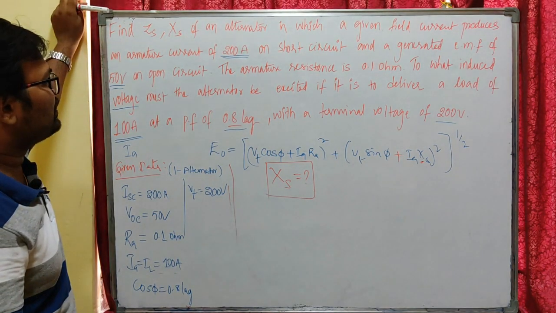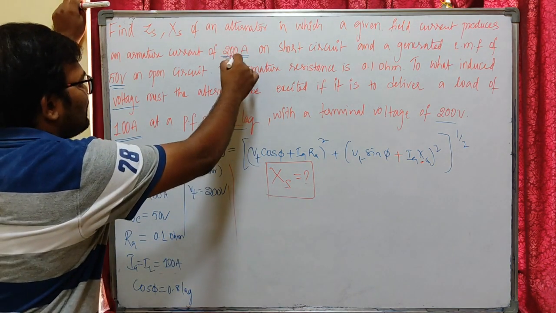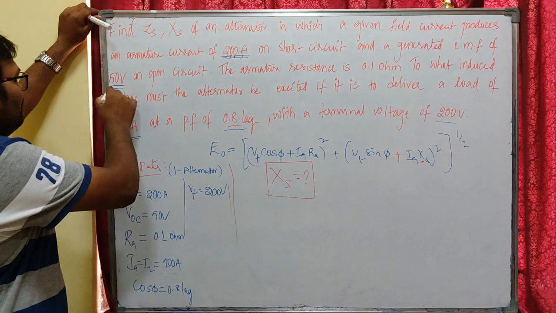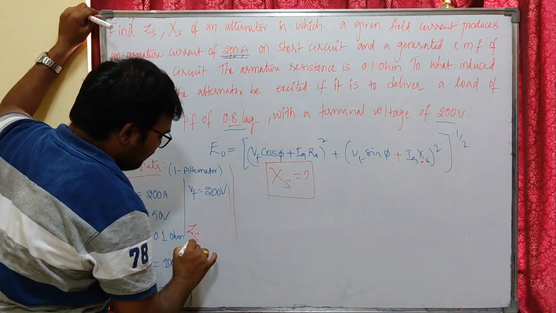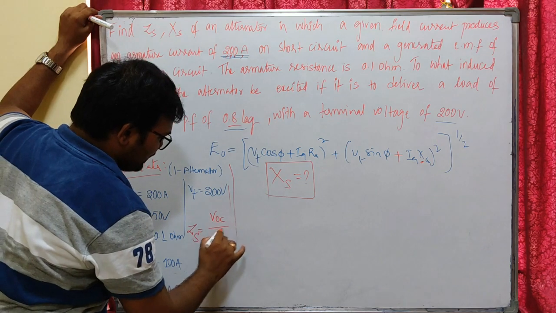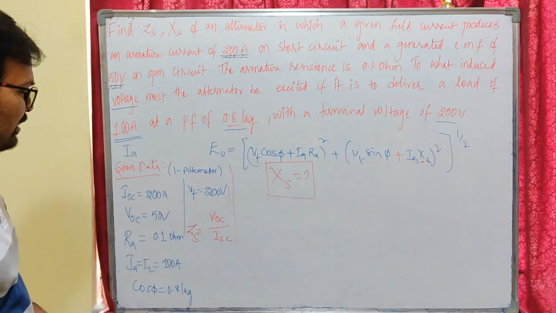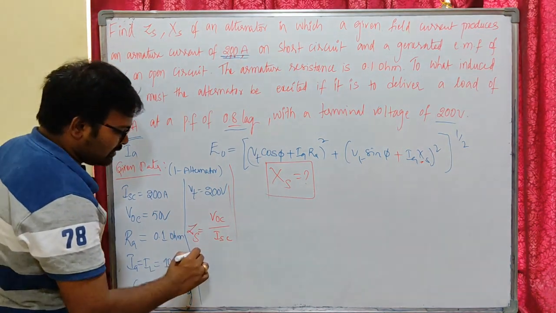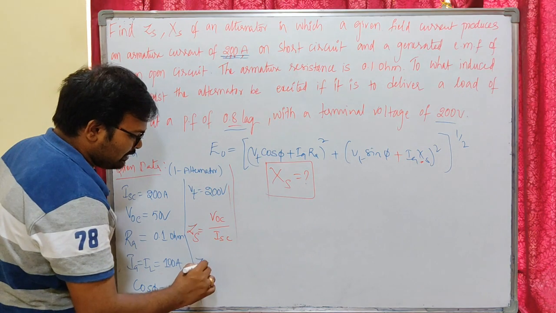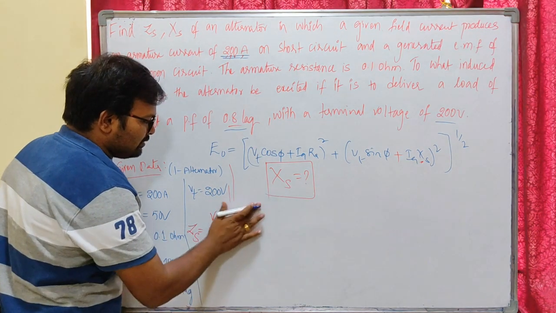For that we are going to see the question again. The question gives a short circuit current of 200 amps under short circuit condition and an open circuit voltage of 50 volts. So I can write Zs equal to open circuit voltage by short circuit current. This is important because the given data has both of them. So I can find Zs here, so that I can find Xs. That's why it is called the synchronous impedance method, the Zs method.